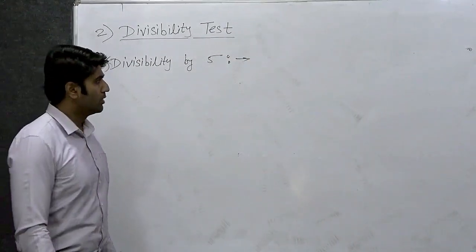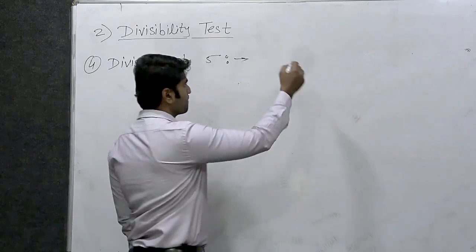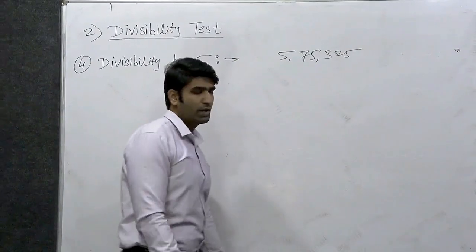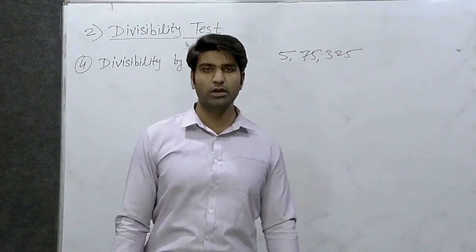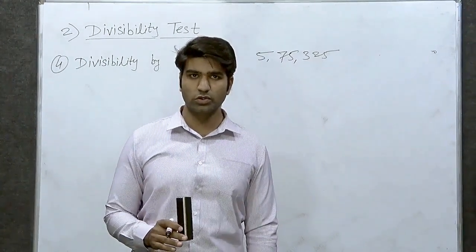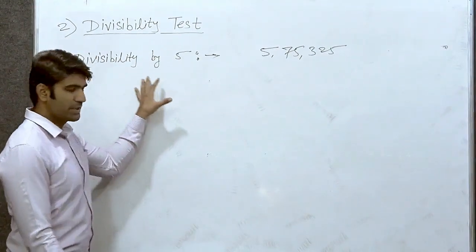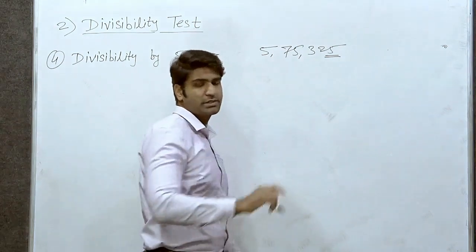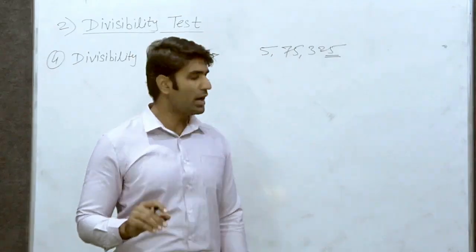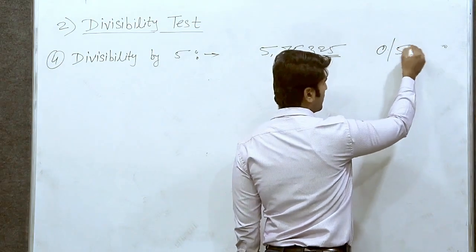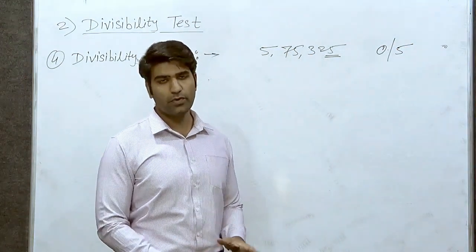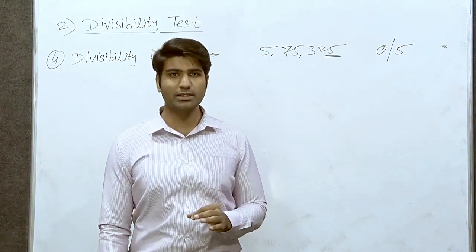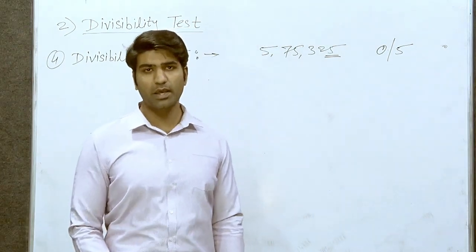Divisibility by 5. Suppose a number is given, 5, 75, 325, and the question is asked whether this given number is divisible by 5 or not. So what does the divisibility test say? If the unit digit, meaning the last digit of the given number, is either 0 or 5, then the given number is divisible by 5. If the last digit is either 0 or 5, then and only then can we say that the given number is divisible by 5.